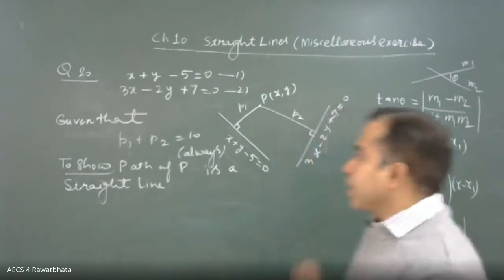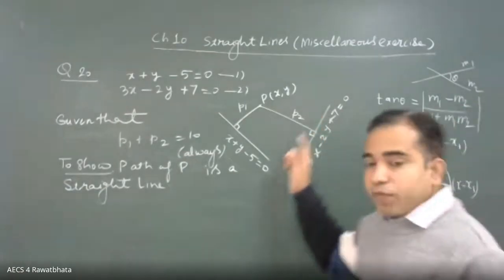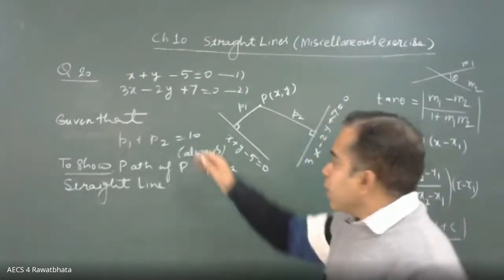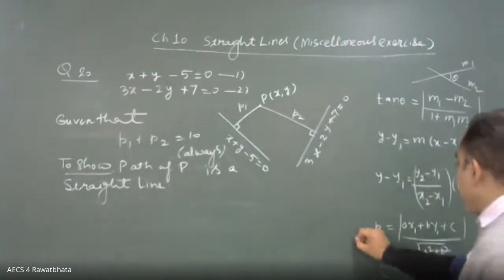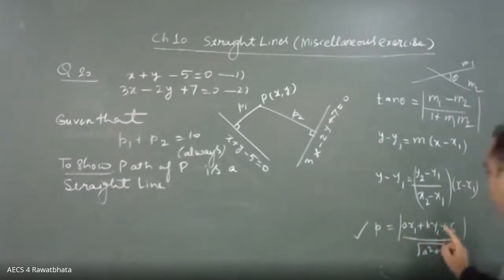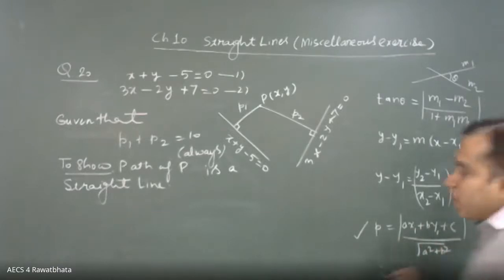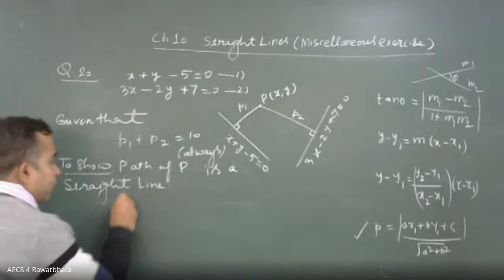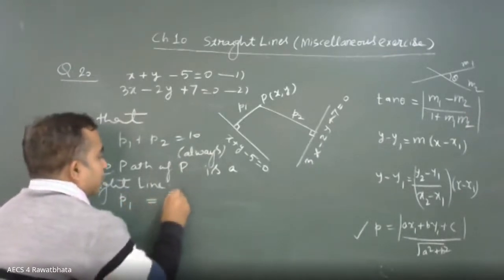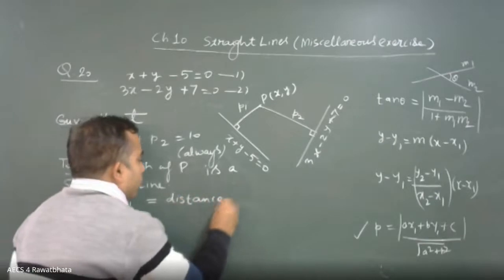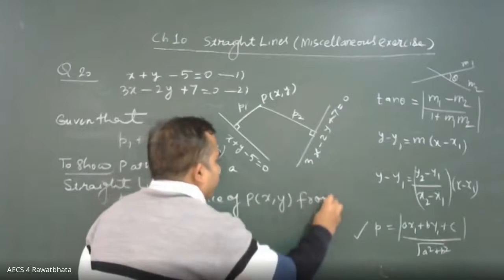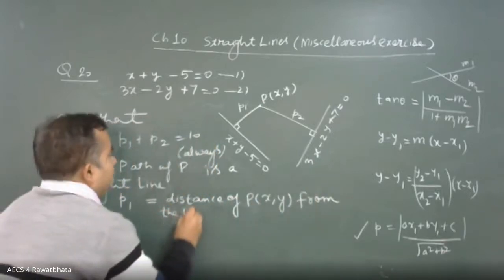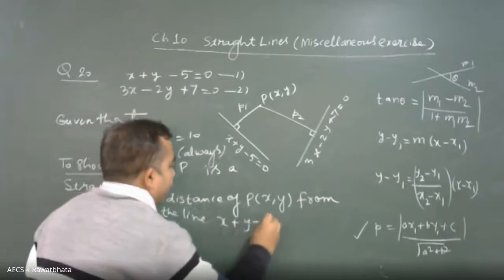तो कैसे निकालें? और वो दोनों के बीच x and y के बीच रिलेशन निकालने के लिए हमारे पास एक इंफॉर्मेशन गिवन है: P1 plus P2 equal to 10, and you must know this formula. This formula is the distance of point x1 comma y1 from the line ax plus by plus c equal to 0. So let us apply this formula. Let me calculate P1. This is the distance of P(x, y) from the first line, x plus y minus 5 equal to 0.